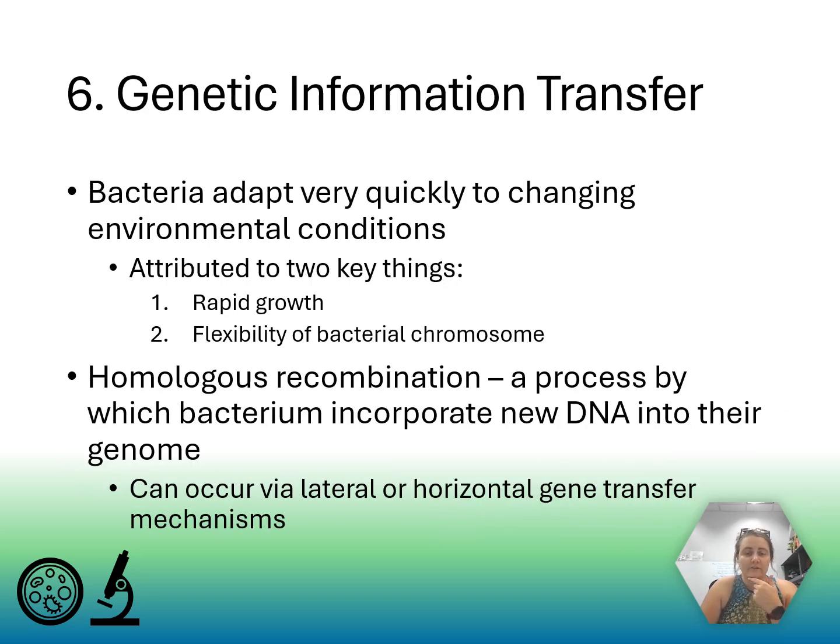The last thing that we're going to talk about is genetic information transfer. And we're going to hit this at a very, very high level because this itself is a whole field of study. But basically, bacteria are amazing at adapting very quickly to changing environmental conditions. They have rapid growth and a very flexible bacterial chromosome, right? So we as humans have a massive genome, and as a result, we're not as flexible, believe it or not, to changes in our environment, not in the way bacteria are. So that rapid growth and that flexible bacterial chromosome are great because bacteria, they adapt like you wouldn't believe.